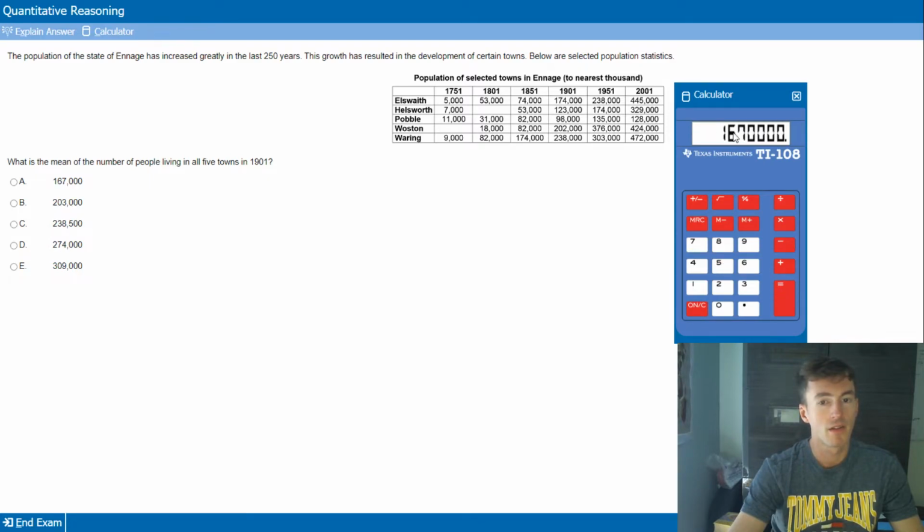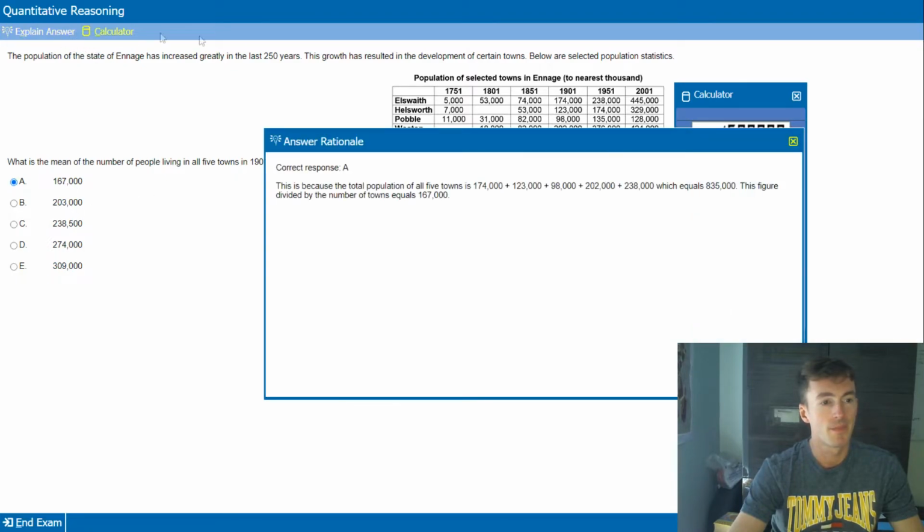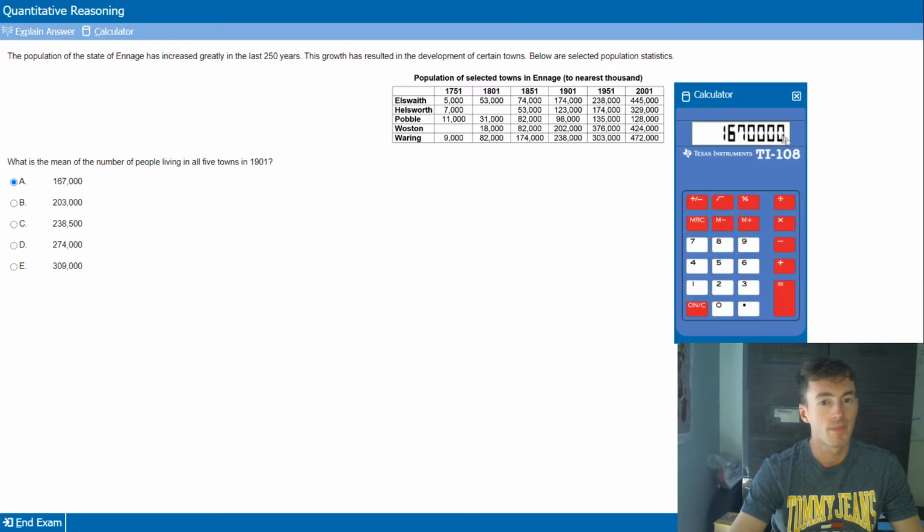Then we get the answer of 167,000. So that should be A. Yep. Cool. Really easy one. Mean is just the average. That's how you calculate an average.